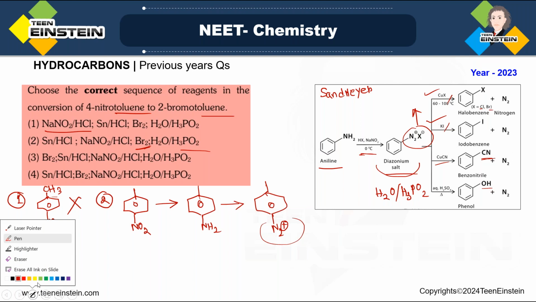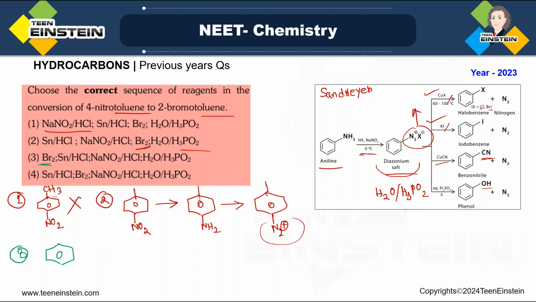Now what will happen if I use option 3? In option 3, you are treating it with bromine. Here, with respect to the NO2 group, you will not select the position. You have to select the position of Br with respect to methyl, because methyl is activating. It has a +I effect, but NO2 is deactivating. And it is electrophilic substitution. So with respect to methyl, you have to understand what will be the position for Br. Basically, Br will be inserted here.